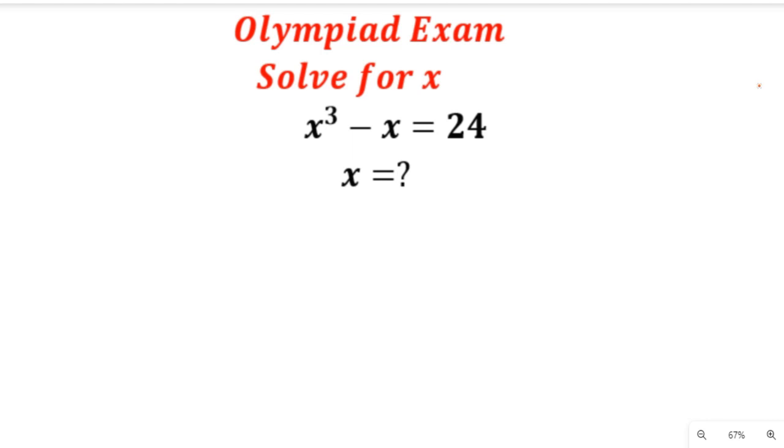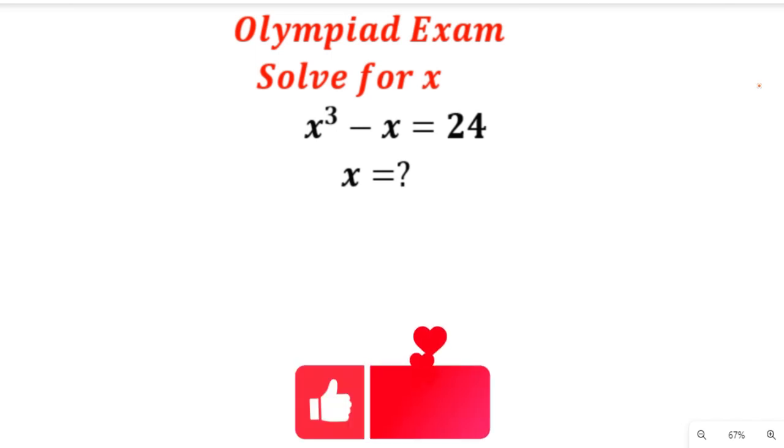Today, we are going to solve an Olympiad exam question, and we are requested to solve for x in x to the power of 3 minus x equal to 24.